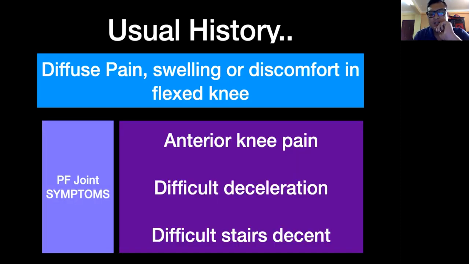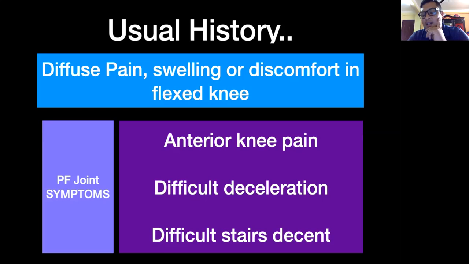And in chronic conditions, as our panelist has already mentioned, there will be PF joint symptoms because the tibia sags posteriorly. That's why the femoral condyle will continuously hit upon the patella, and there will be increased joint contact force over the patella and the medial femoral condyle. That's why there will be anterior knee pain, and difficult deceleration. As the person walks or runs, deceleration is very difficult, and those patients will complain of difficulty climbing downstairs.